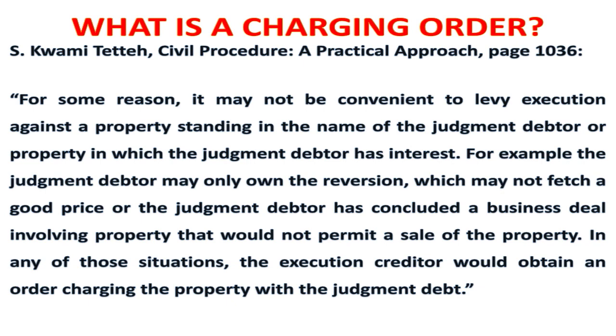For example, the judgment debtor may only own the reversion, which may not fetch a good price, or the judgment debtor has concluded a business deal involving property that would not permit a sale of the property. In any of those situations, the execution creditor would obtain an order charging the property with the judgment debts.